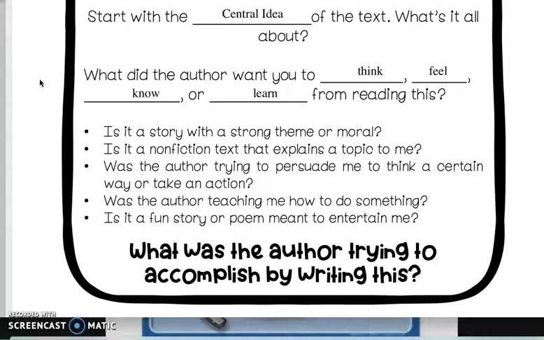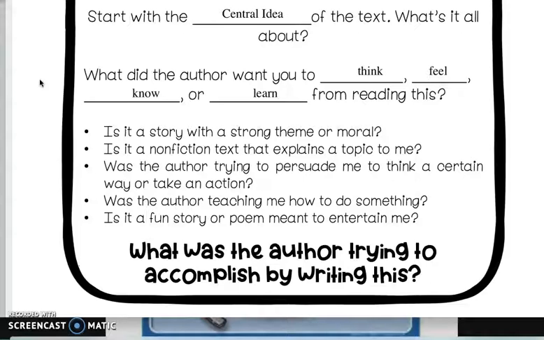Is it a story with a strong theme or moral? This is a lesson learned. Is it a non-fiction text that explains a topic to me? So they're informing us about a specific topic. Was the author trying to persuade me to think a certain way or take a certain action? So if they're trying to convince me to do something, what are they trying to convince me to do? If they're trying to convince me to believe something, what are they trying to convince me to believe?